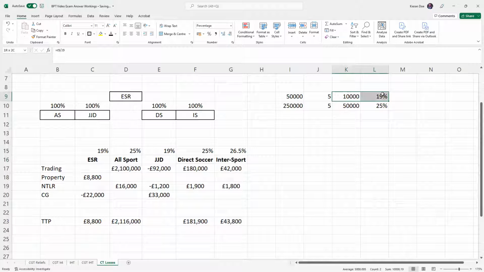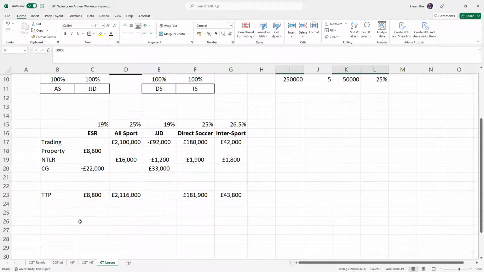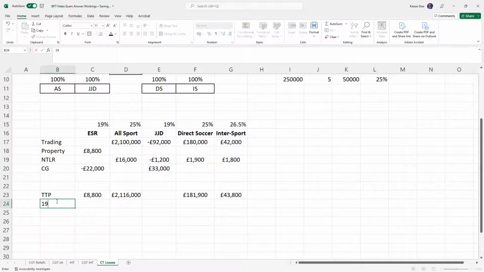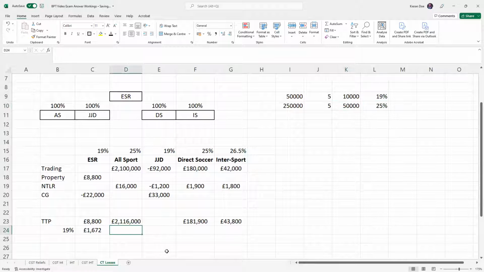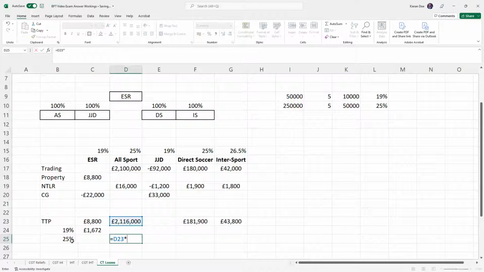So for example, we said below 10k, 50k apportioned, paying at 19%. So we know that the holding company is paying at 19%. Calculating its tax liability is easy, 19%. All Sport, way above the limit, is therefore going to be paying at 25%. So anyone with profits over 10k is paying at 25%, but they will be getting marginal relief. And that means the effective rate they're paying on those profits between the two is 26.5%. I'll demonstrate how that works. So they're not between the two, and neither is Direct Soccer.